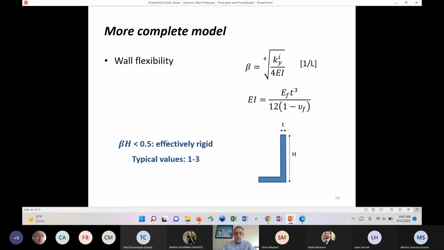What we find is that the product of beta times h, which is dimensionless, if that's less than about 0.5, then this relative soil to wall flexibility, or stiffness, I should say, is such that the wall is effectively rigid. So just keep this 0.5 in mind. And remember, rigid is the baseline that we started with. But we don't usually achieve that in the walls that we actually construct. More typical values that you would get are more like 1 to 3, which is a more flexible system. And so this is an effect that we really need to take seriously.